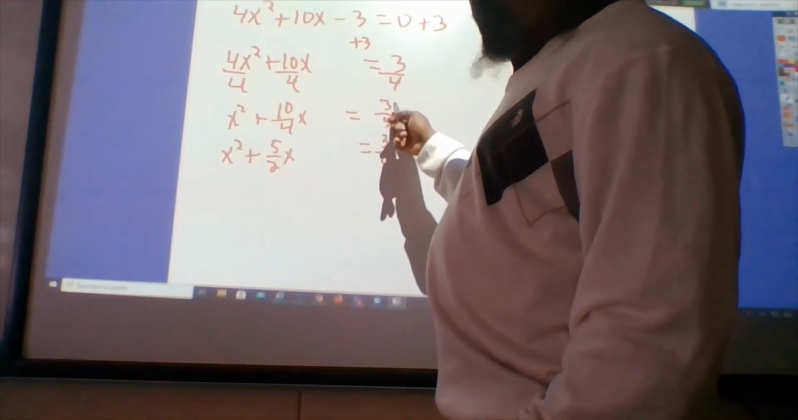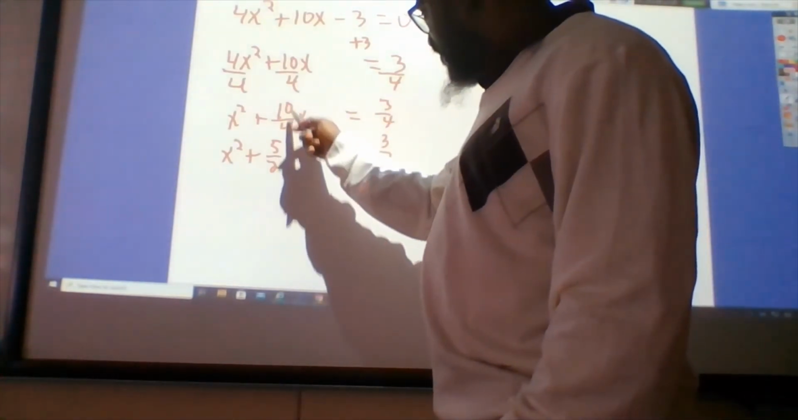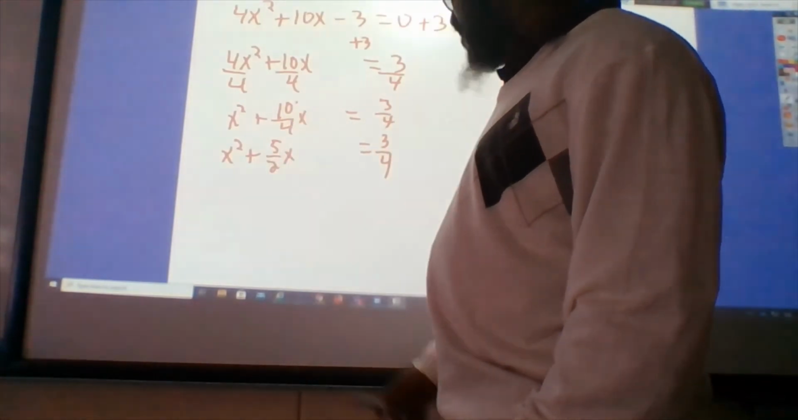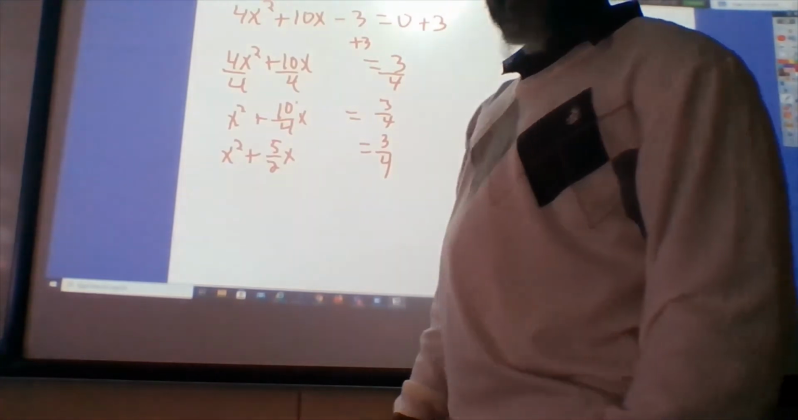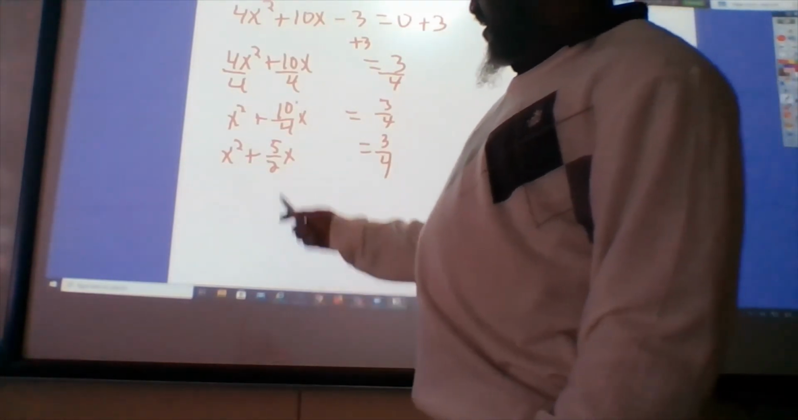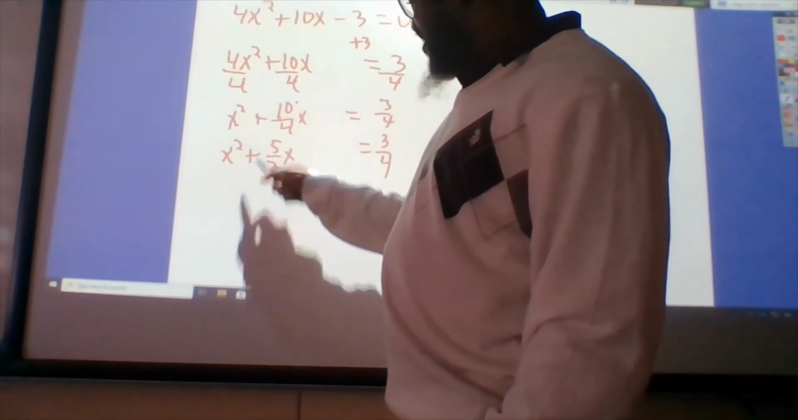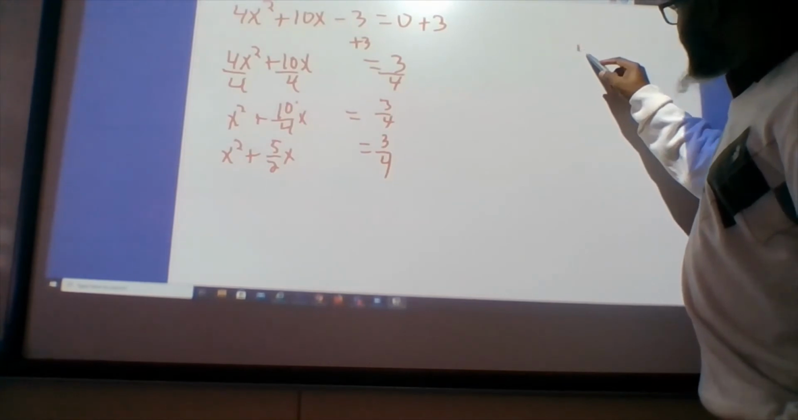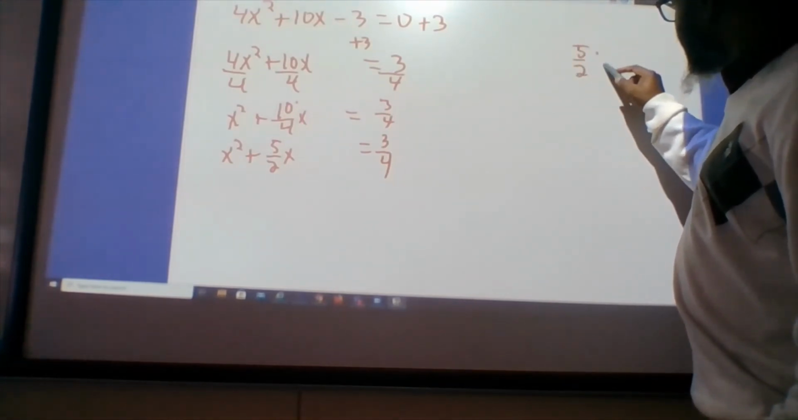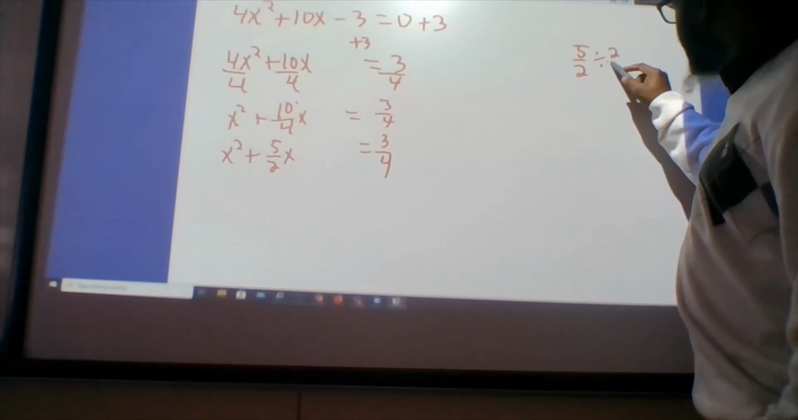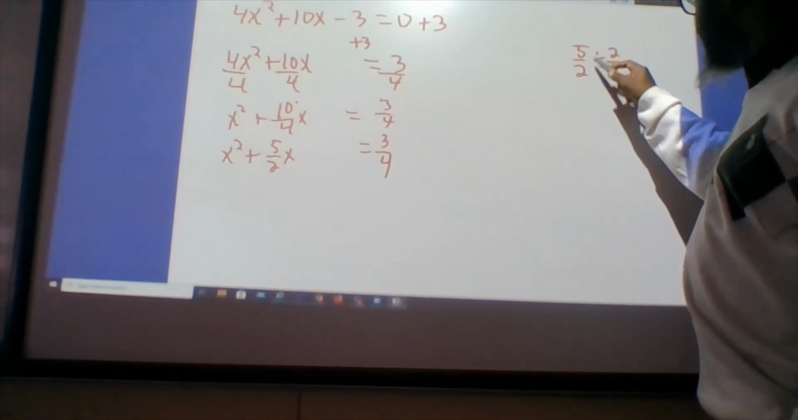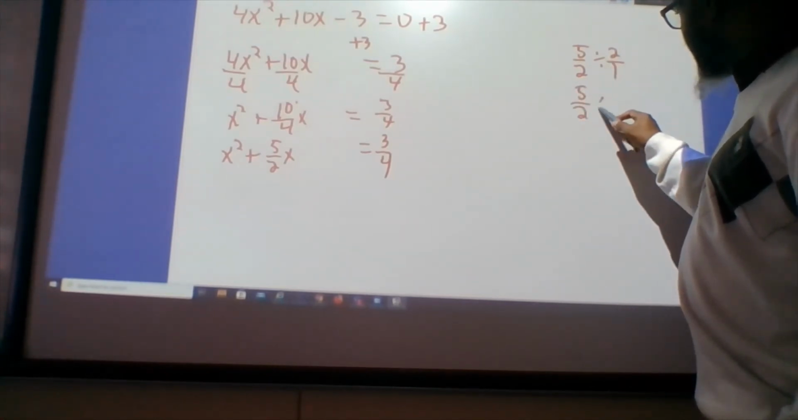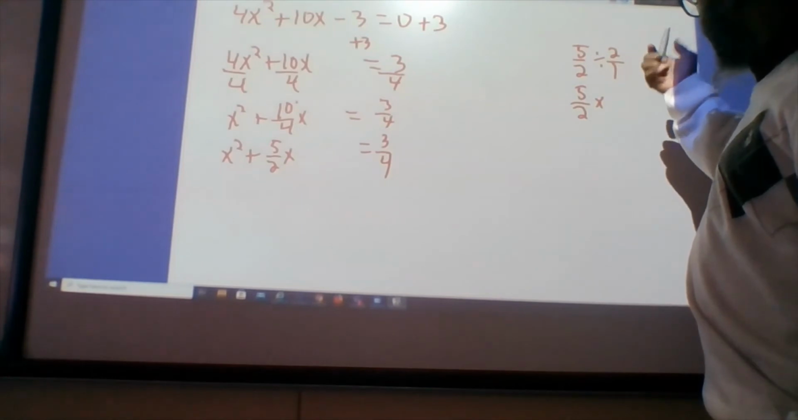With this, you take 5 over 2, you must divide by 2. So pay attention. You're going to divide two fractions. 5 over 2 divided by 2 over 1, I'm doing it as slowly as possible. When you divide two fractions, you keep the first one as is, and your division changes to multiplication, and you do the reciprocal. This becomes 1 over 2, and this becomes 5 over 4. Then you're going to square this, and that's what you're going to add on this side.